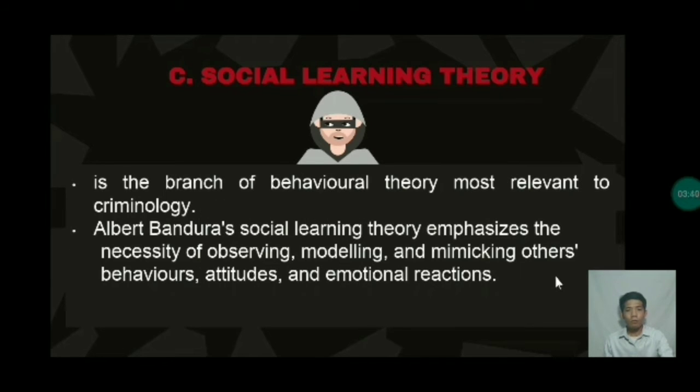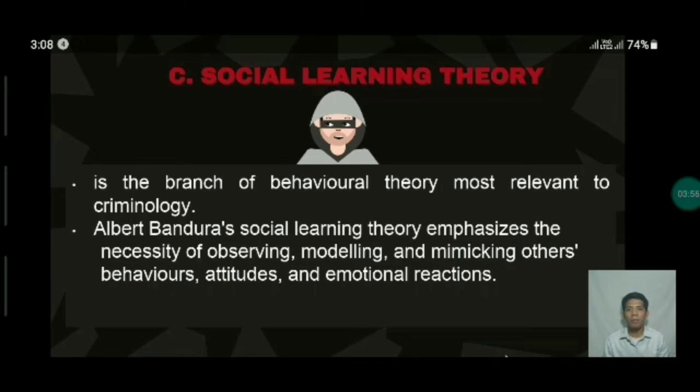So we proceed to, and also we have, social learning theory. According to social learning theory, it is the branch of behavioral theory most relevant to criminology, and Albert Bandura's social learning theory emphasizes the necessity of observing, modeling, and mimicking others' behaviors, attitude, and emotion reaction.